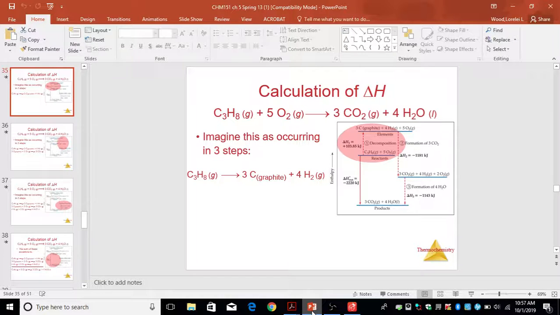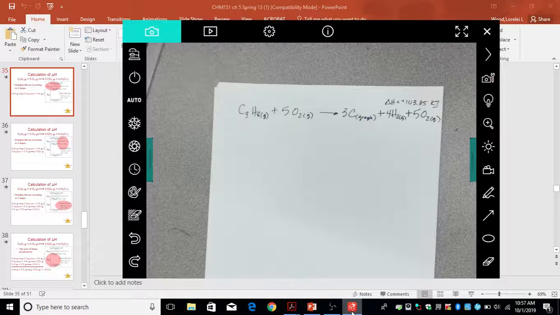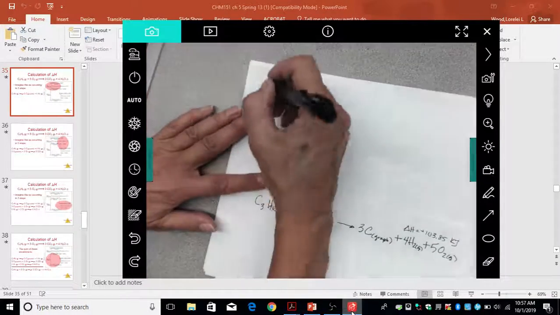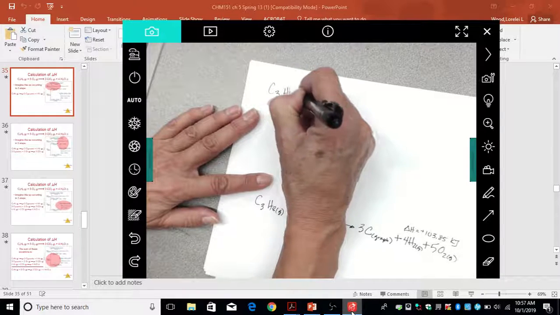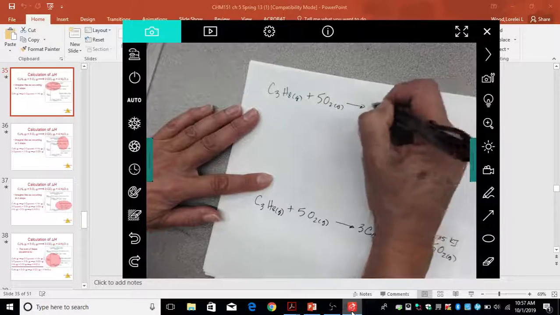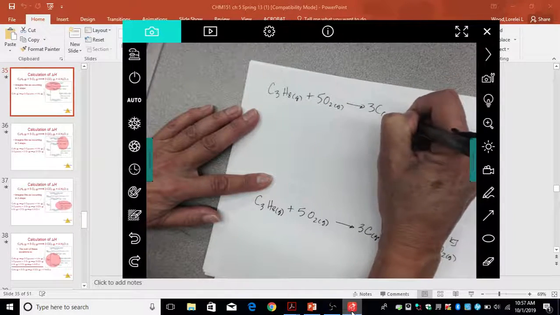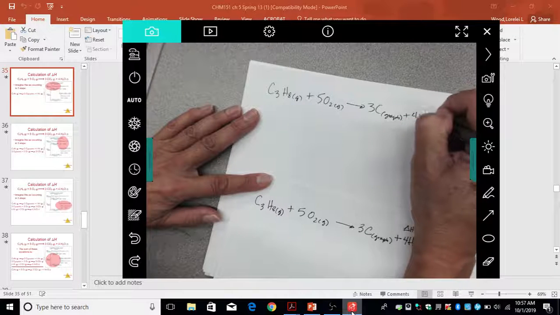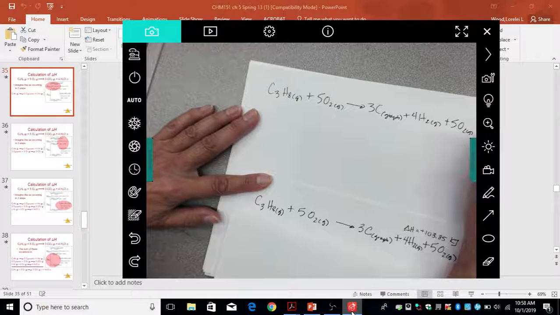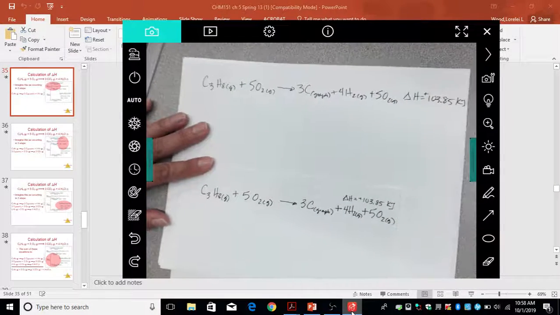Kilojoules. So now if I go back to my ladybug, you all should be writing this down. I should have put, if I had thought about this beforehand, you know what, I'm going to switch this around to landscape version because it'll be easier to solve originally. It's C3H8 gas plus 5O2 as a gas yields 3C as graphite plus 4H2 as a gas plus 5O2 as a gas, and our enthalpy value is a positive 103.85 kilojoules.